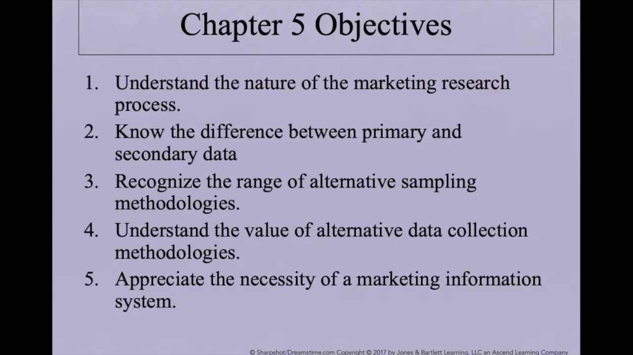The objectives for this chapter are to understand the nature of the marketing research process, know the difference between primary and secondary data, recognize the range of alternative sampling methodologies, understand the value of alternative data collection methodologies, and appreciate the necessity of a marketing information system.